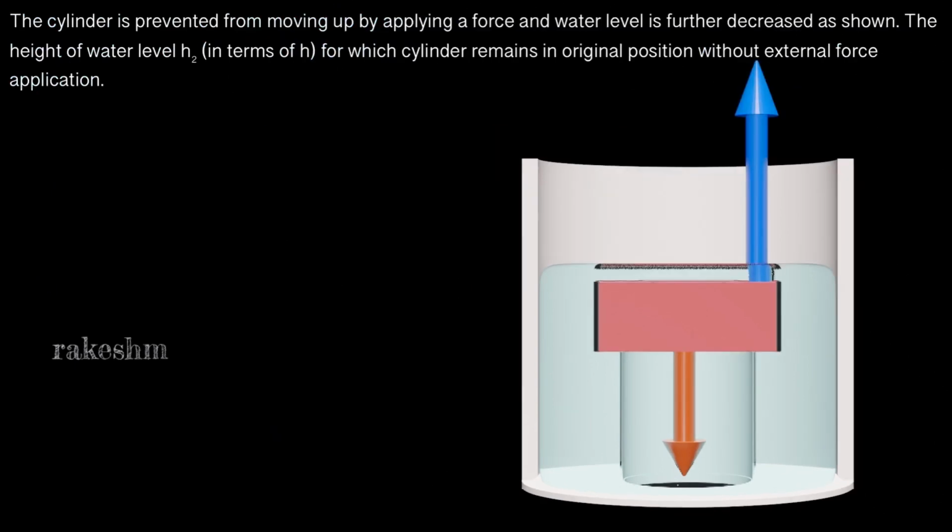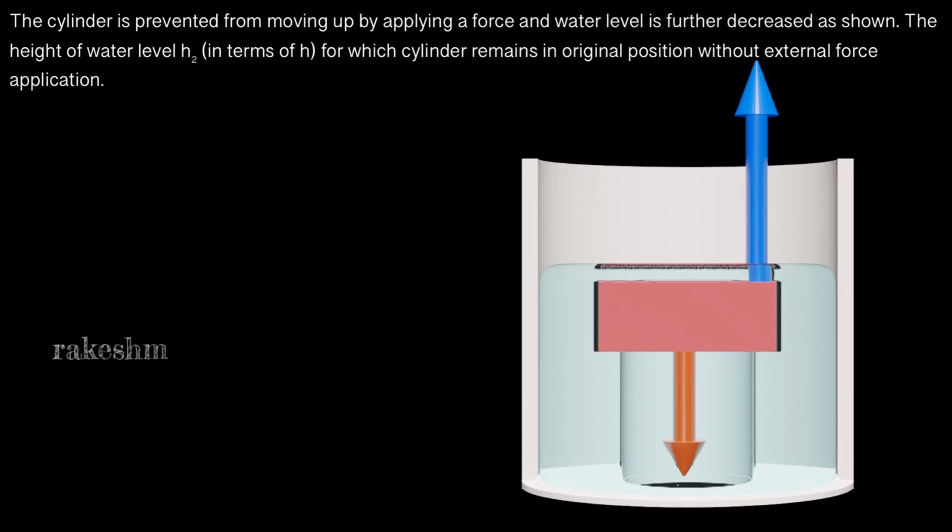Let us now take a look at the second part of the question. So what he is saying here is the cylinder is prevented from moving up by applying a force and the water level is further decreased as shown. So we had seen in the previous question that after a certain level, the block starts moving up. Now the block is kept in this place by an external force such that it does not move up, and this water level is slowly decreased. The height of the water level h2, this h2 must be in terms of h, for which the cylinder remains in its original position without external force application.